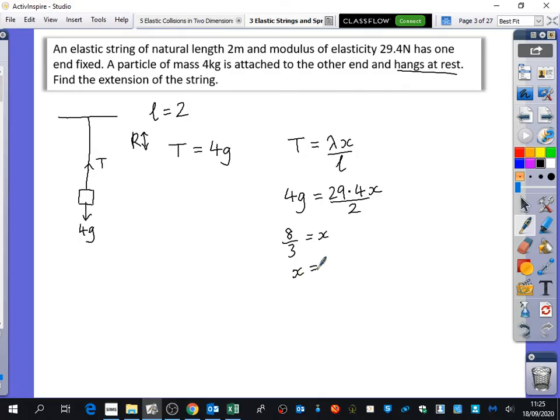However, this is mechanics, so 8 over 3, 3 significant figures? Good, 2.67 meters. So the extension in the string is 2.67 meters. It's actually extended quite a lot, yeah? It's extended an awful lot there. And that kind of makes sense because, yeah. So it's stretched quite a lot there.